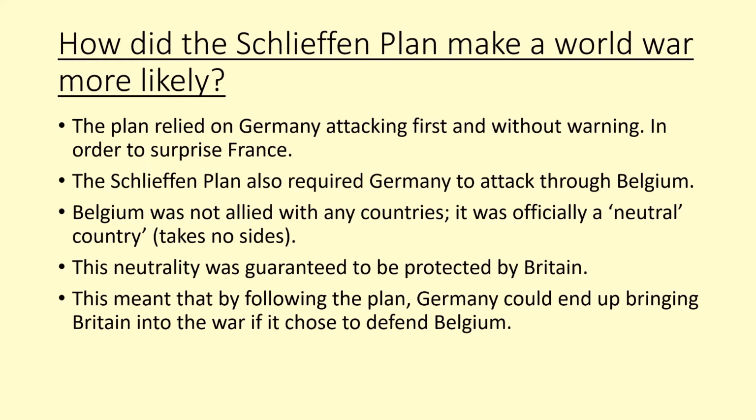The Schlieffen Plan also required Germany to attack through Belgium. Now, Belgium was not allied with any of the countries. It was something that is called a neutral country. They were officially a neutral country, which means they take no sides. This neutrality was guaranteed to be protected by Britain. So Britain said to Belgium, we will defend your rights to not get involved in wars. This meant by following the plan, Germany could end up bringing Britain into a war if it chose to defend Belgium. So if Germany decided to attack France through Belgium, that could bring Britain into any war that would happen.